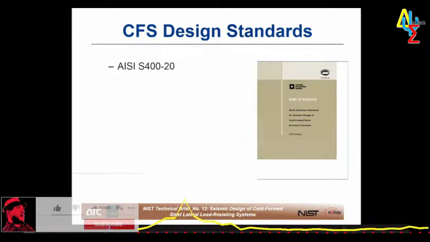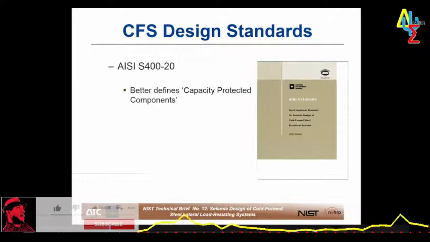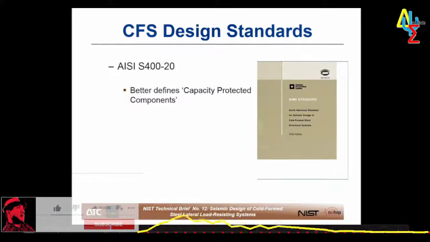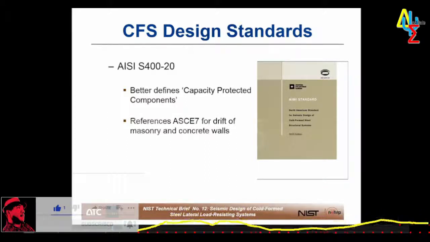So S420 is the second full edition of S400 and includes a number of clarifications and a few substantial technical updates. One of the things we did was we provided a better definition for capacity protected components, replacing what we called at AISI lateral laundry lists of protected items that were repeated over and over again in various provisions. So it's much easier to read now and understand what parts of your seismic force resisting system require capacity protection. The drift limitations for CFS buildings with concrete or masonry walls were updated to directly reference ASCE 7.